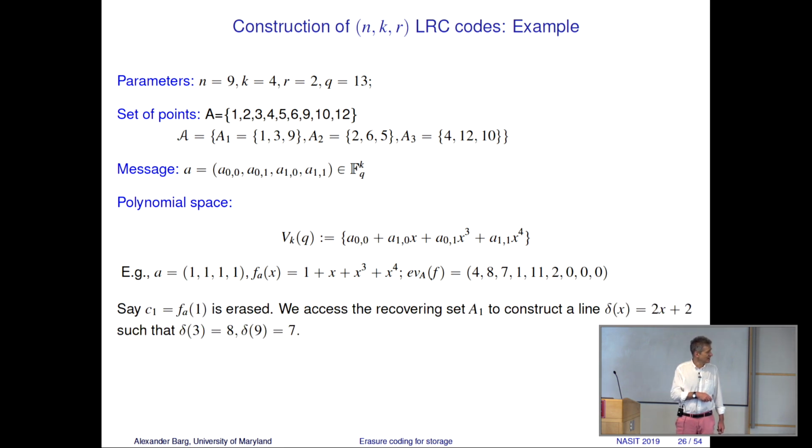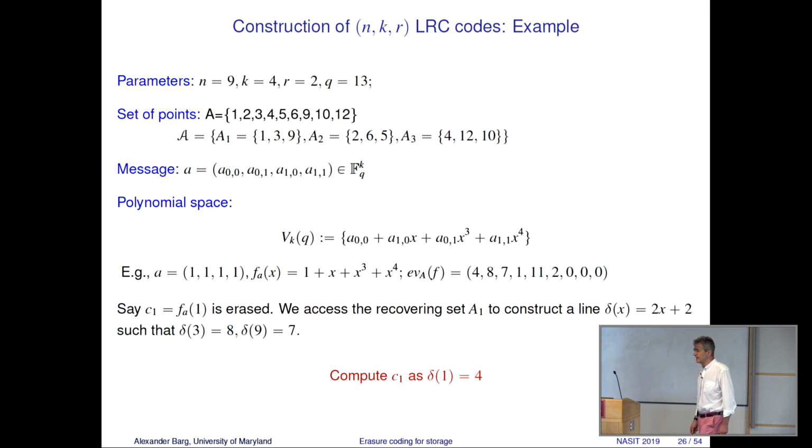Let us say the value at 1, which is 4, that is 1 plus 1 plus 1 plus 1, is erased. We access the 2 remaining points in the same recovery set, 3 and 9. We interpolate, sorry, not extrapolate, the polynomial of degree 1, because there are 2 points. The polynomial that passes through 8 and 7 is 2x plus 2. Evaluate that polynomial at 1 and get back the erased coordinate. So this is how we can interpolate polynomials of smaller degree.